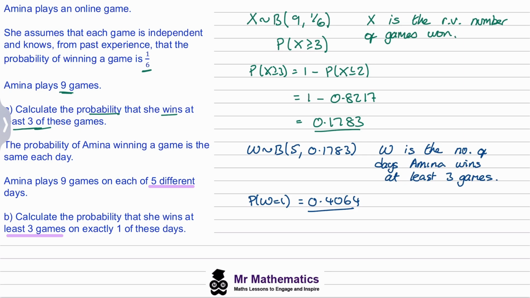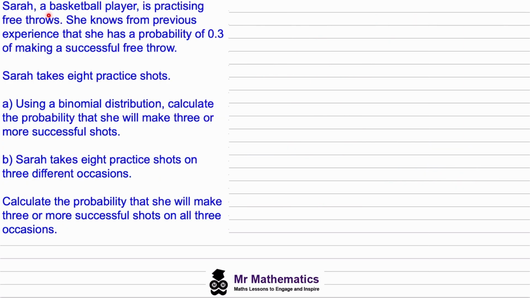Let's try another question. In this question, we're told that Sarah is a basketball player, and she's practicing free throws, and she knows from previous experience that she has a probability of 0.3 of making a successful free throw, and she takes 8 practice shots. Using a binomial distribution, calculate the probability that she will make 3 or more successful shots. And then for part B, she takes 8 practice shots on 3 different occasions. Find the probability that she will make 3 or more successful shots on all 3 occasions. If you want to try this question yourself, you can pause the video and come back when you're ready.